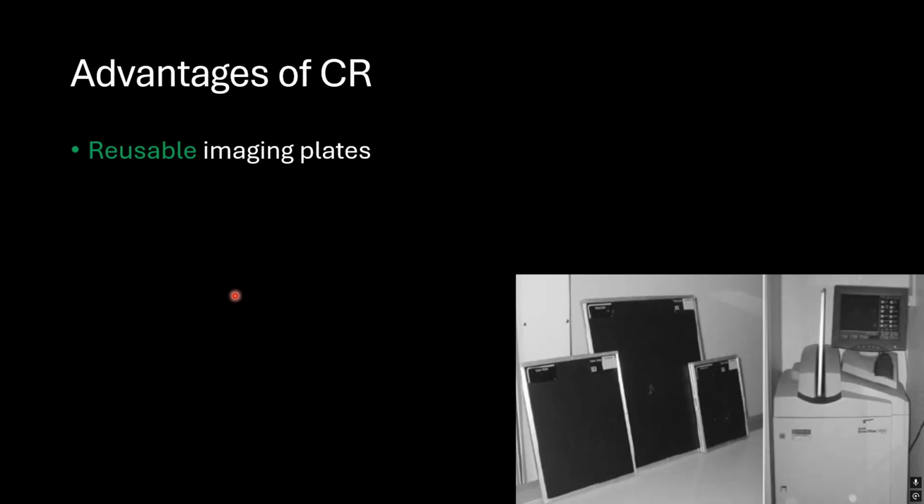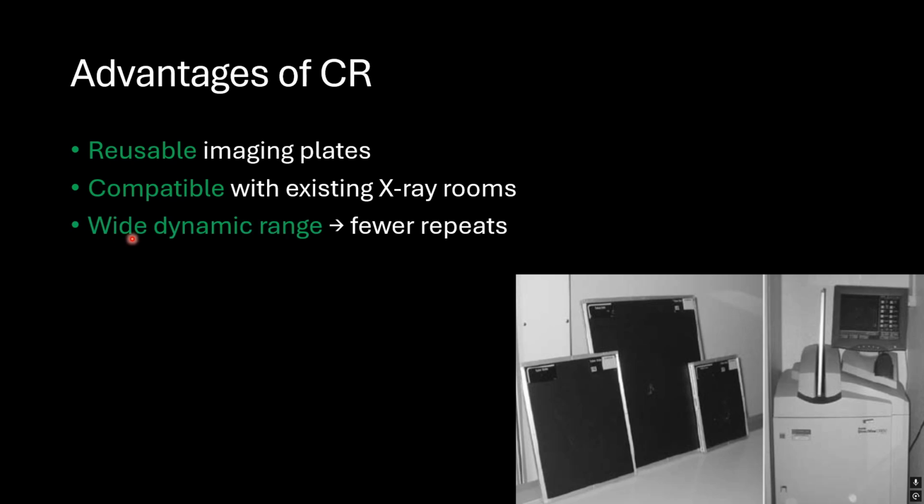So what are the advantages of CR? It has reusable imaging plates, unlike films, which we used once. It's compatible with existing X-ray rooms. So if you have an X-ray room, we can use CR without having any issues. And it has a wide dynamic range, which will result in fewer repeats, and it has a lower initial cost than DR. So buying a CR system is not as expensive as a DR system.